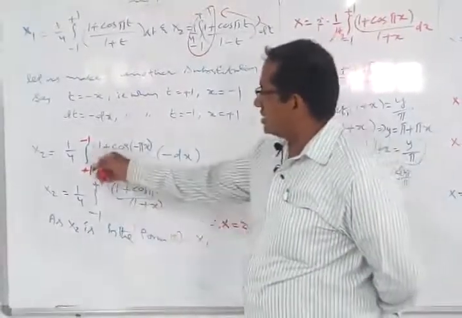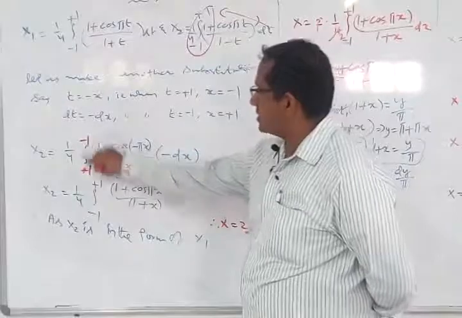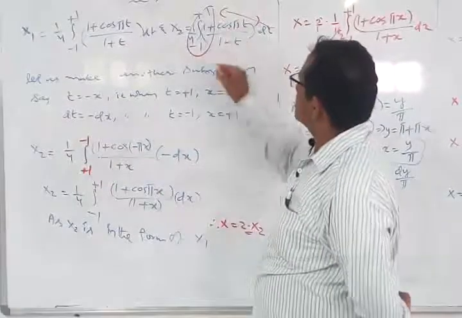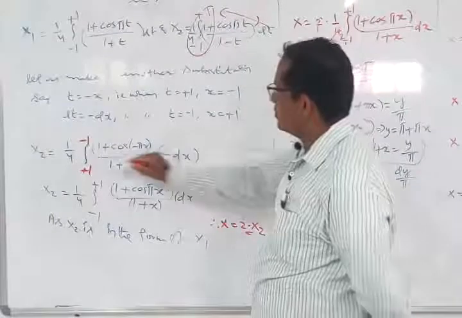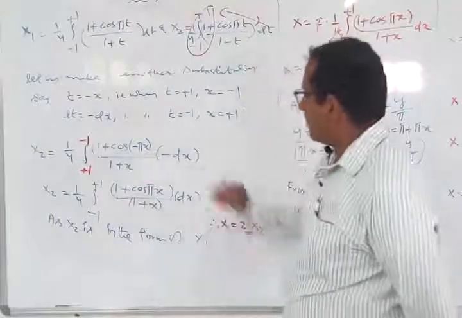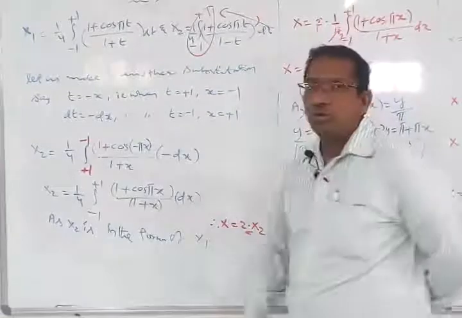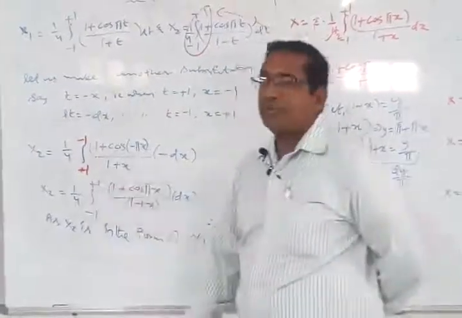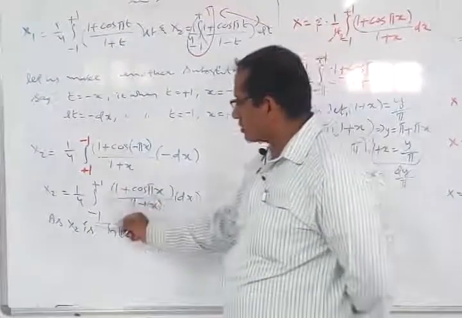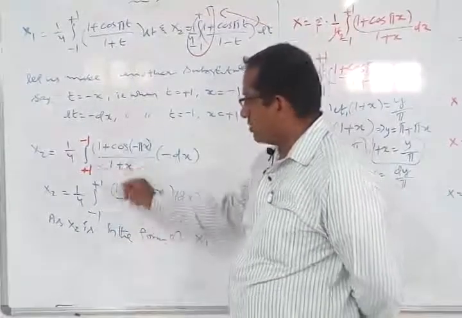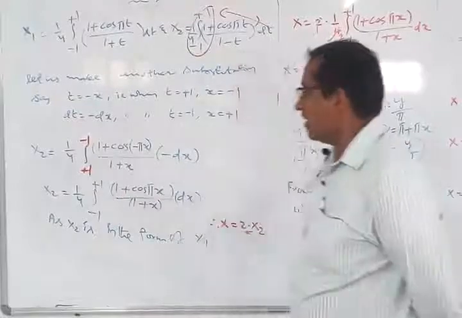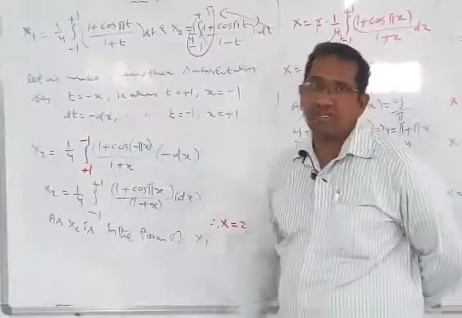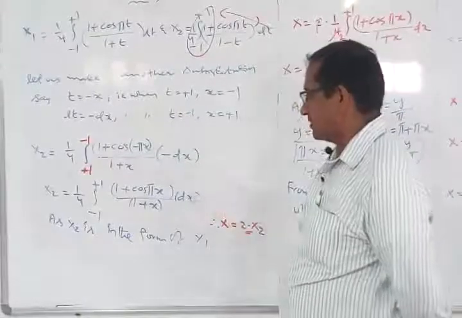Now I have interchanged these limits. Whatever I have written here, plus 1 and minus 1, is because of the substitution for t in terms of x. I have a negative symbol here. To eliminate that minus sign, I interchange the limits now. While interchanging limits, I will write from plus 1 to minus 1 in the integration. Then when I interchange the limits, I will replace this minus with plus.